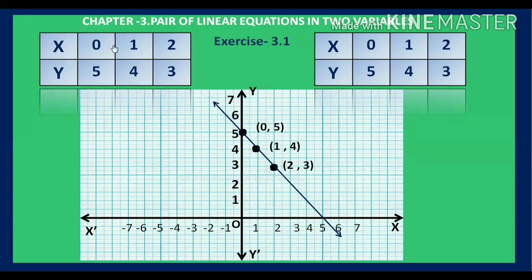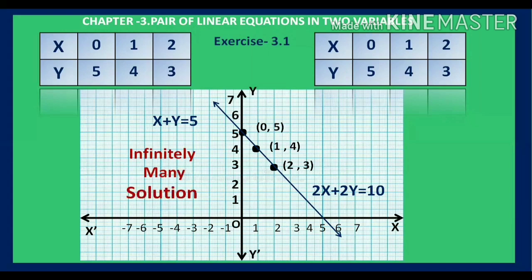Now we join all these three points. There is no need to draw the other points because both are the same points, we will not draw again. We put both equations, x plus y equals 5 and 2x plus 2y equals 10, and both equations have the same straight line. So infinitely many solutions. The equations have infinitely many solutions. So this is the first part of the fourth question, of exercise 3.2.